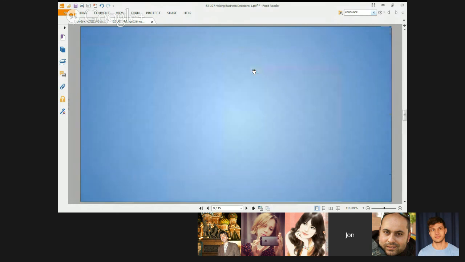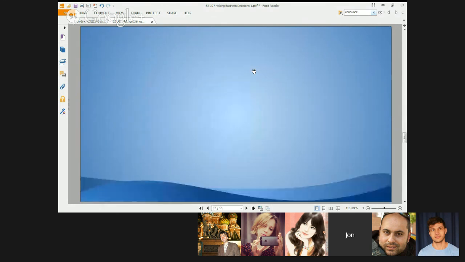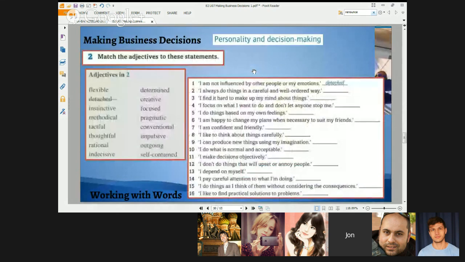Because we have outgoing, impulsive, self-contained. Let's just double check. Outgoing, self-contained. Yes, okay. So if you like, you can read the text again. It's up to you. But what I'd like us to do is, based on that one reading that we did, let's see how many of these we can match. Okay? And then if necessary, we'll go back and look at details.